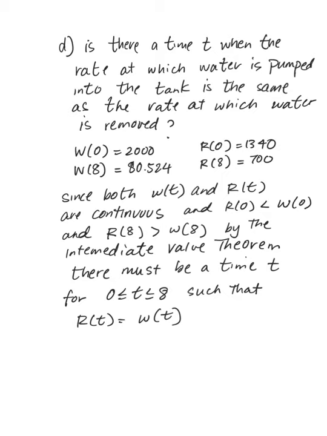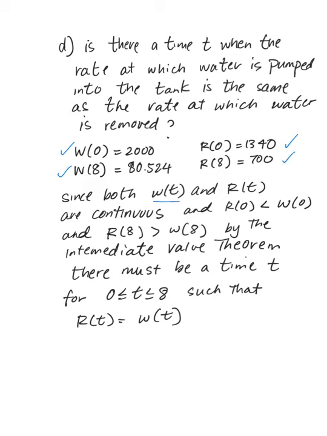All right, finally in part D, is there a time t when the rate at which the water is pumped into the tank is the same as the rate at which the water is removed? So looking at each of these functions, w of 0 is 2,000, then we put w of 8, just substitute it into the given equation in the stem of the problem, we get 80.524. R of 0 from the table is 1340, R of 8 from the table is 700.